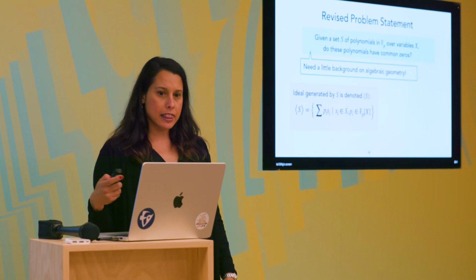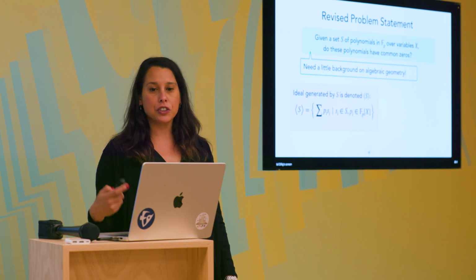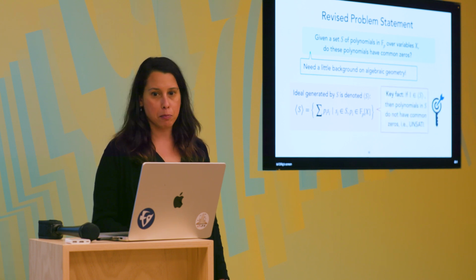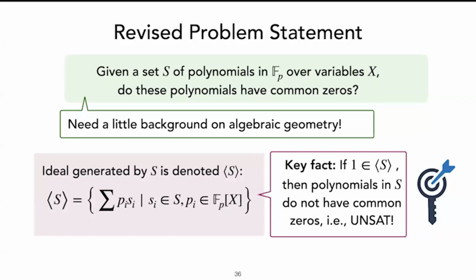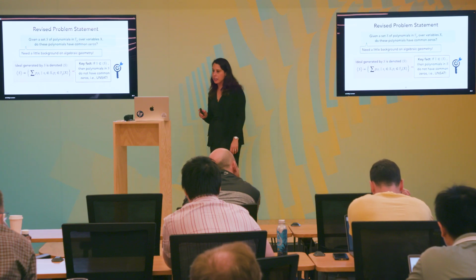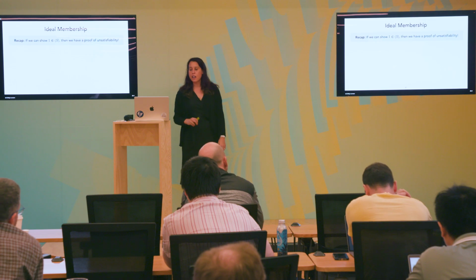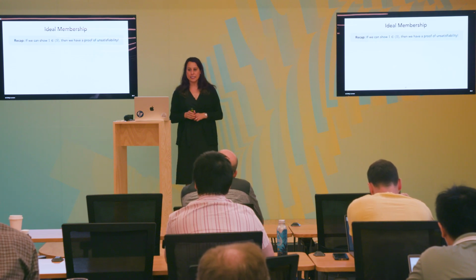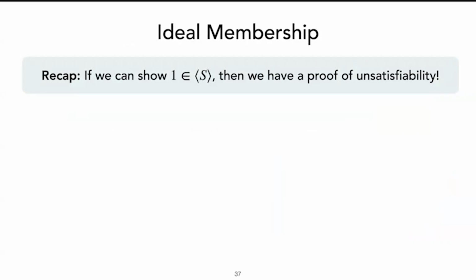The important thing for solving our problem is the following fact: if it turns out that 1 is in the ideal generated by S, then the polynomials in S do not have common zeros, or in other words, the formula is unsatisfiable. That's the basic thing that we're going to make use of. To recap, if we have a way of proving that 1 is in the ideal generated by S, then we have a proof that the formula is unsatisfiable.